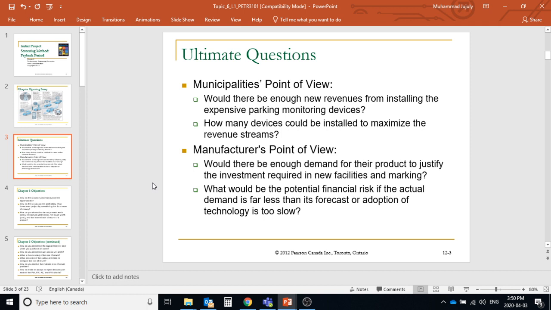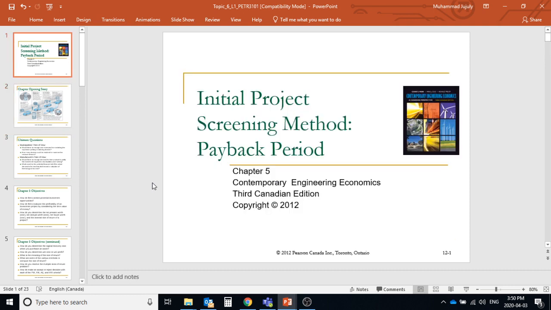So let's start. I will quickly go through everything, since it's a review class, so we will not take much time on one instance, and there is a lot of content. So we'll just start. This is chapter 5 again, from Contemporary Engineering Economics, third edition, lecture 1.